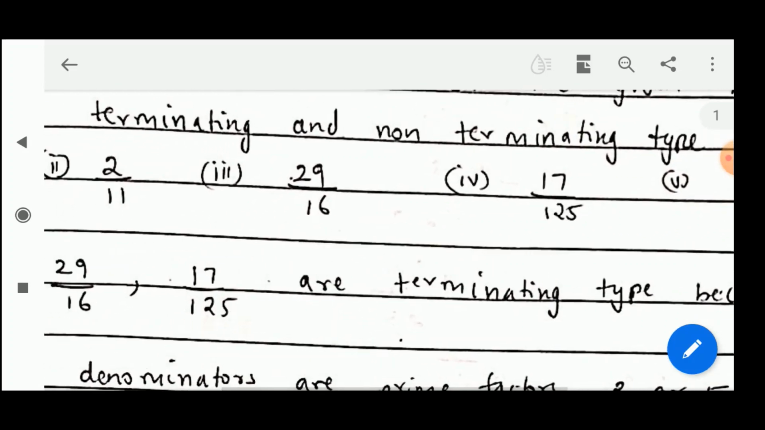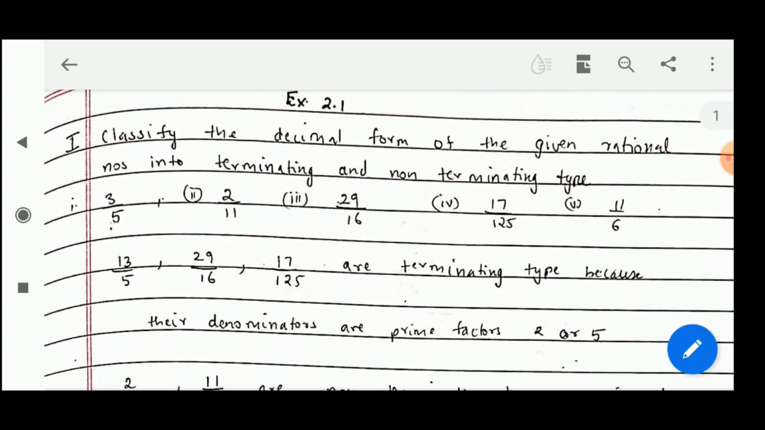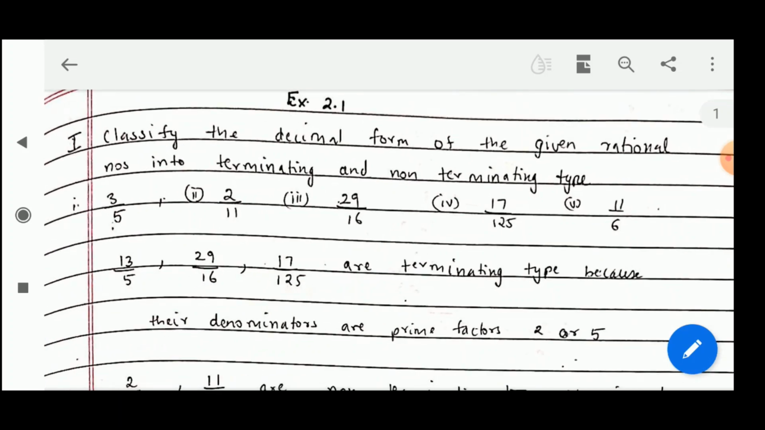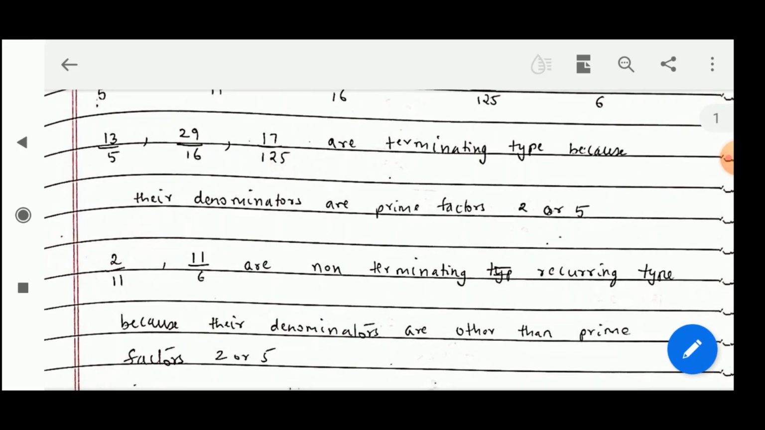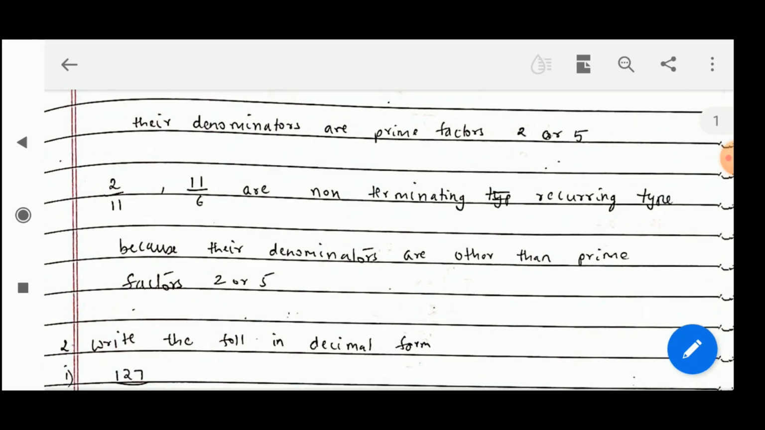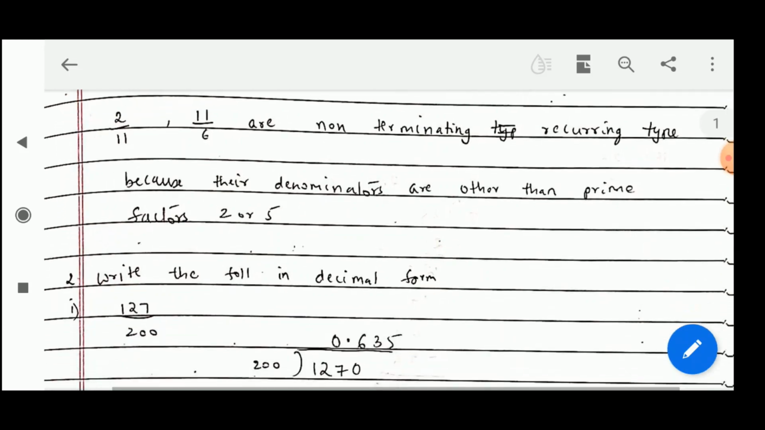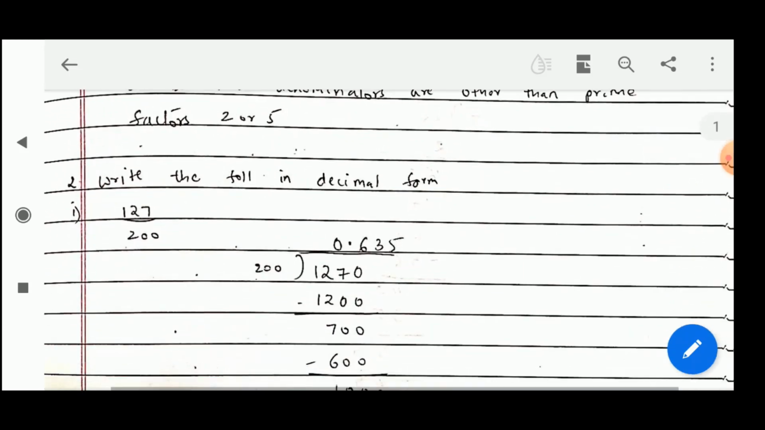So from these examples, what can we say? 13 upon 5, 29 upon 16, 17 upon 125 are terminating type of decimal forms, because the prime factors of the denominators are either 2 or 5. Then 2 upon 11 and 11 upon 6 are non-terminating recurring form, because their denominators have prime factors other than 2 or 5. Now the next question is to solve the following in decimal form.